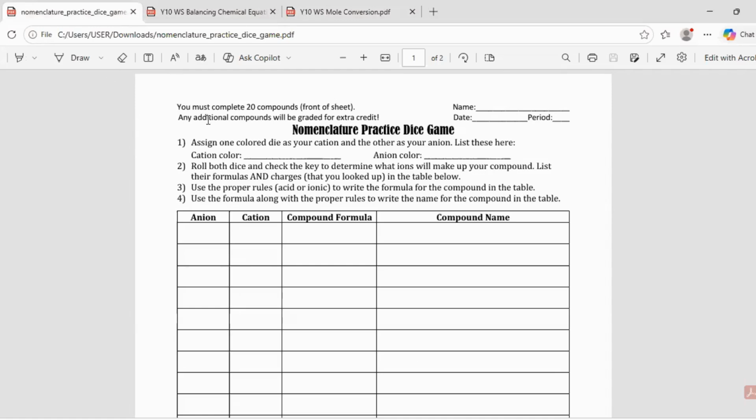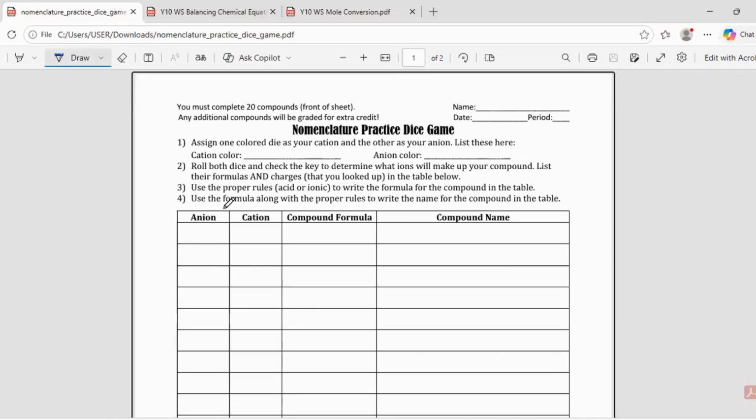In this video, I'm going to explain about chemical formula and chemical name. And this is our practice paper. We will start with the list of cations and also the list of anions.